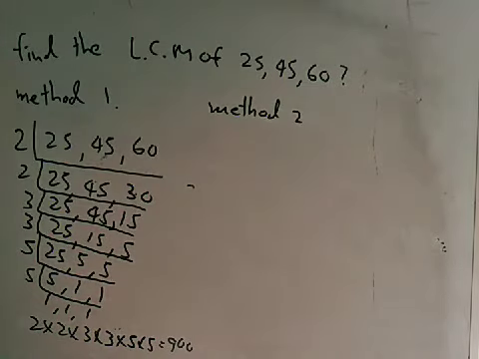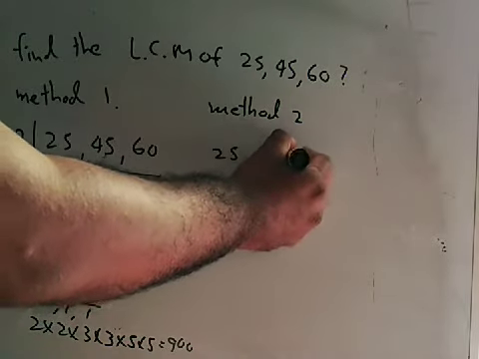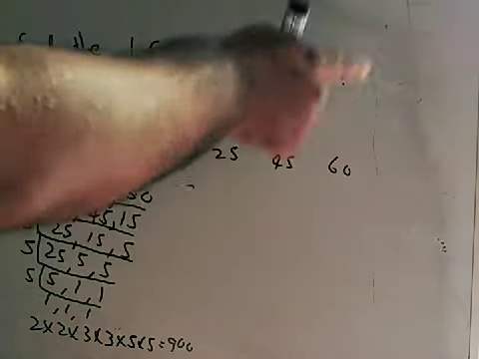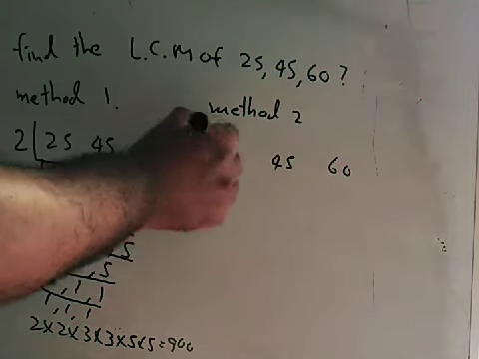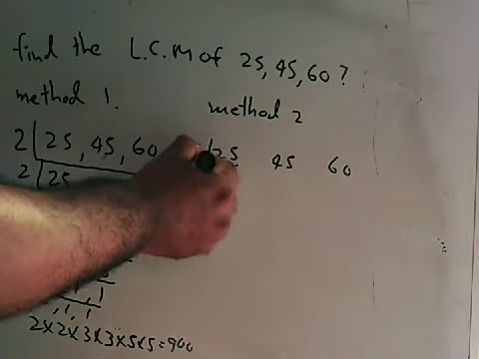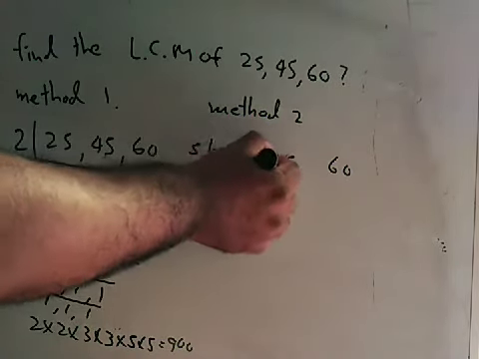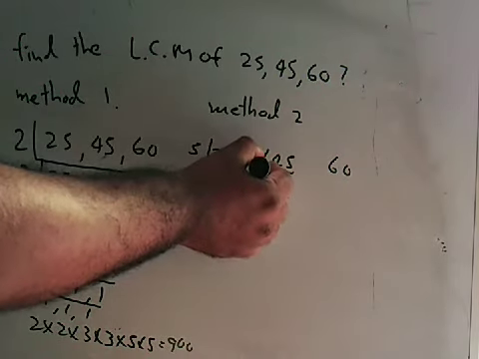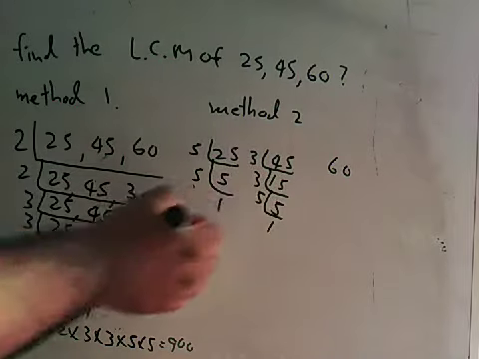Method 2. Right? Then 1 by 1. 25, 45, 60. Right. When divide by 2, 25 can't divide by 2, 3, 4, only 5. When 25 divided by 5, 5. Then 5 divided by 5, 1. Again 45 can't divide by 2. 15, when 15 divided by 3, 5. When 5 divided by 5, 1.